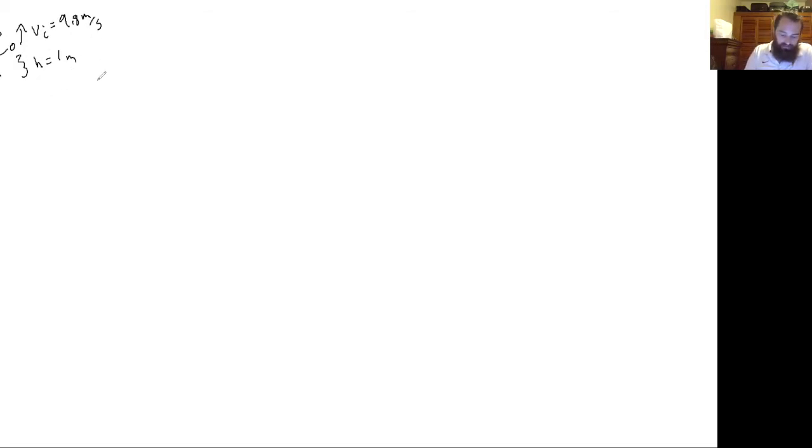So this is our initial picture. So let's call this step one. Step two will be, now the ball has reached its max height. So the ball is at max height. And when something reaches its max height, the velocity will be zero. You still have the same acceleration due to gravity, which is negative 9.8.